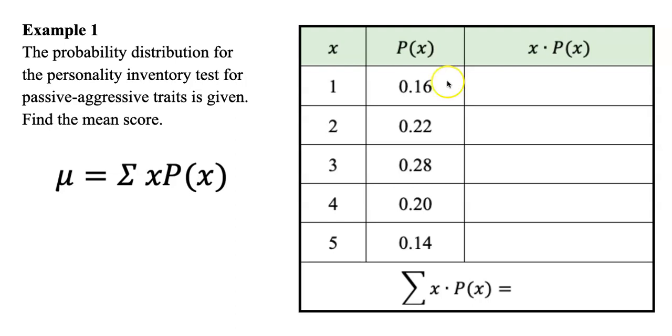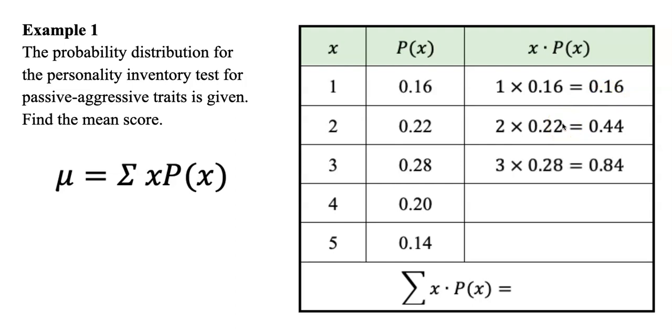So what do you do first? You're going to multiply x by its probability. The first one, we'll be doing 1 times 0.16, so that's going to be 0.16. The next one is 2 times 0.22, so we'll get 0.44. Next one, 3 times 0.28, get 0.84. 4 times 0.20, 0.80, and lastly, 5 times 0.14, and that gives you 0.70.